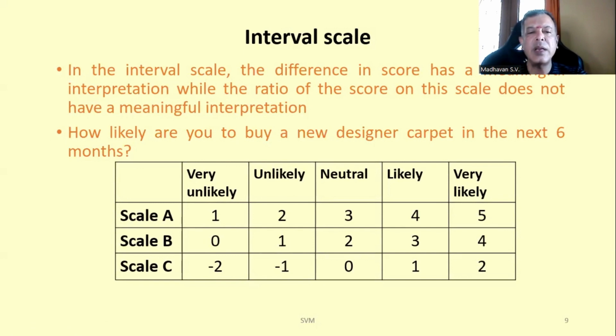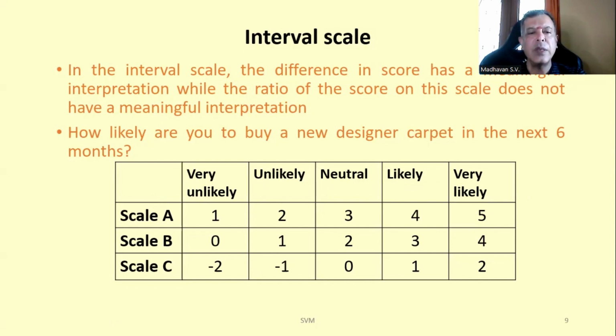Then you create three different scales like this: scale A, scale B, scale C. In scale A, you are giving numbers ranging from 1 to 5. In scale B, ranging from 0 to 4. And scale C, it is from -2 to +2. So you may think about using any of these scales, based on what the options given are: very unlikely, unlikely, neutral, likely, very likely. Your question may have only these wordings. Subsequently, when you do the analysis part, you may assign these numbers.